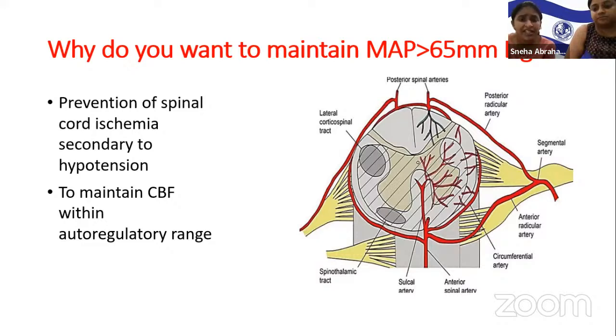This leads to a watershed area in 3 regions, which can be seen at the levels of T4 to T6, sometimes in the lumbosacral area, and sometimes at the level of T8 to T9. These watershed areas are more prone to ischemia due to hypoperfusion. In order to prevent injury to these regions, we need to maintain a higher MAP. We also need to maintain a higher mean arterial pressure to maintain the cerebral blood flow within the autoregulatory range.